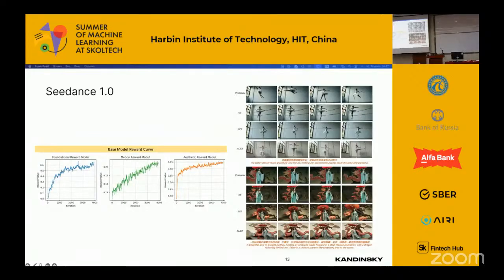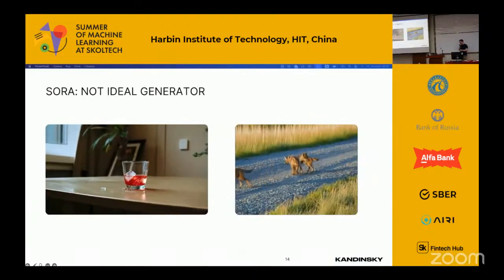They optimize the base model with respect to the rewards and see a huge improvement in the quality of the generation in aesthetics, in movement, in prompt following. That's great, because it's kind of similar to how we train large language models. Here we see the same effect. RLHF and SFT gave a huge boost for video generation and image generation too.